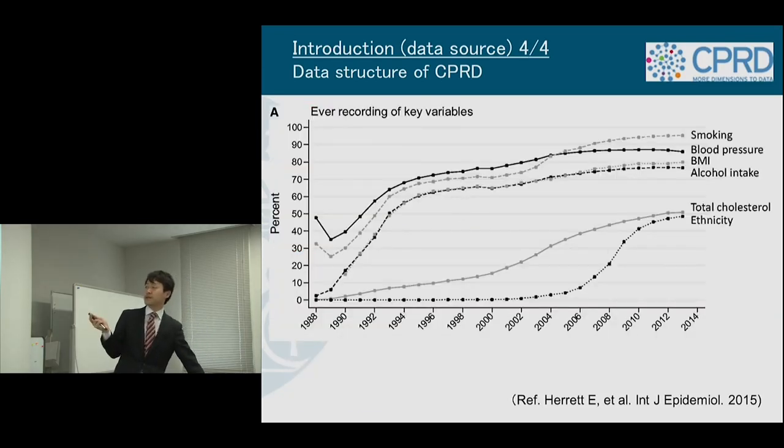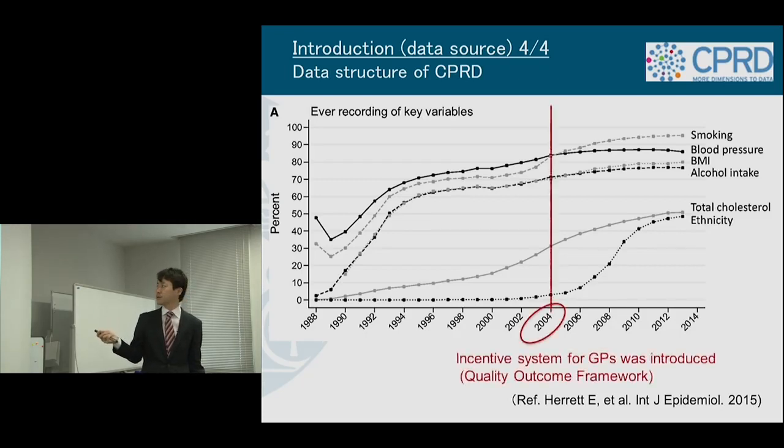And another strength of CPRD may be that it has a range of lifestyle-related factors and vital signs and blood tests. But the data is not for everyone. So even after 2004, smoking was recorded for 95%, while blood pressure, BMI, and alcohol were recorded for a lower proportion of patients. And total cholesterol, like a blood test, is even lower. So how to deal with missing data may be more important and difficult. Although I don't have time to talk about missing data today.